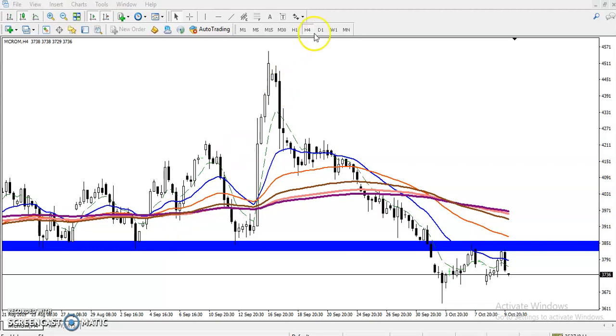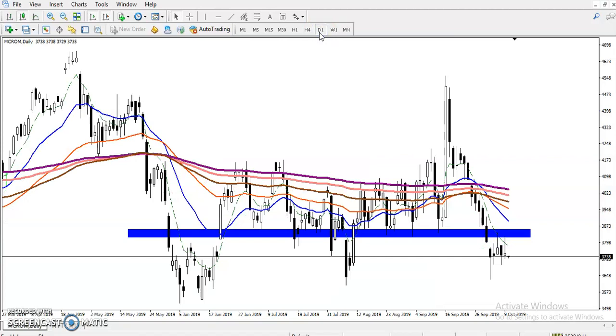Now you can see this is crude oil, and let me show you in a daily time frame. On the daily time frame, we have seen prices running in a sideways market, right? So they're running in a zone. So where is our zone?